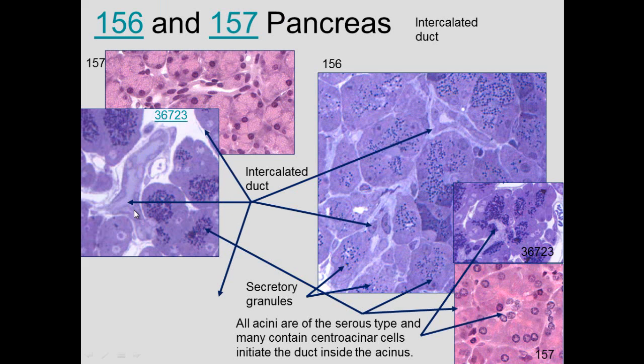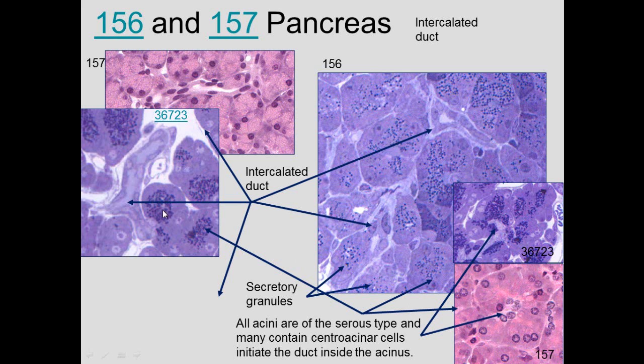It looks very similar to what we saw in the salivary gland. You see it here, you see one here, and you see one coming there. You can also see the central acinar cells. You can see these cells here actually, they're inside an acinus, but they're starting to form a duct.